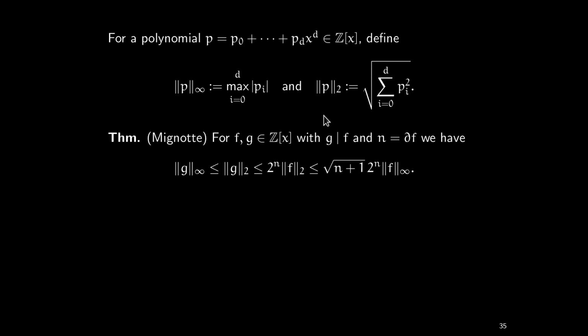And then there's a theorem that says if you have two polynomials, f and g, where one divides the other, and n is the degree of the larger polynomial f, then there's a bound on how big the coefficients of the factors can be in terms of the coefficients of f. So this is the main statement of the theorem, this inequality. This one is easy, and this one is also easy. And this is something that I don't want to prove here. Let's just take this for granted.